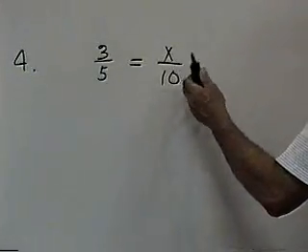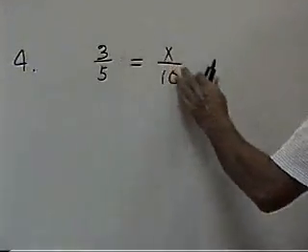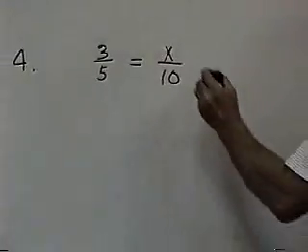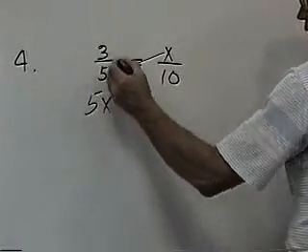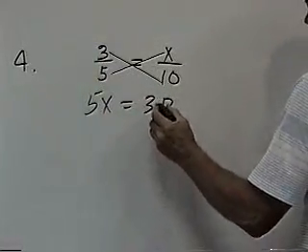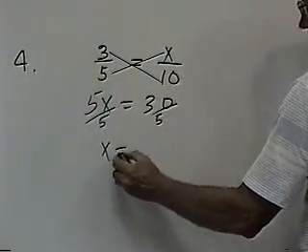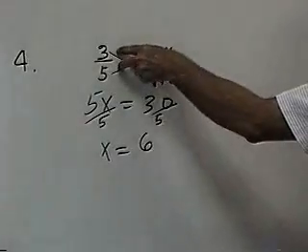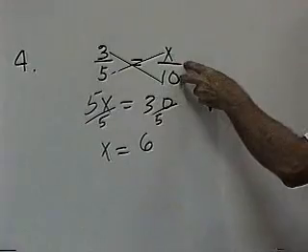See, we're going to get to some stated problems after this problem, where we're going to have to find a missing part of this. All right, so what we do is we cross multiply. That would be 5x, and that would be 30. Now we divide both sides by 5, and we get x equals 6. So that says 3 is to 5 as 6 is to 10.